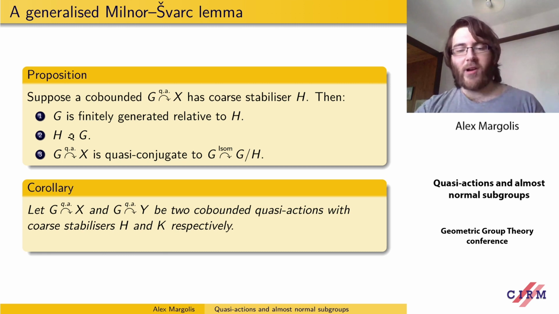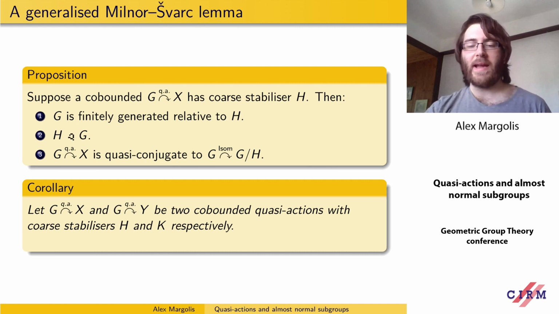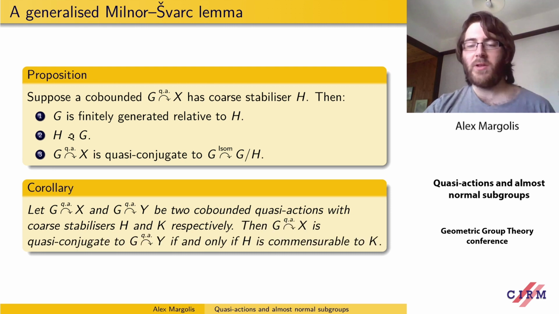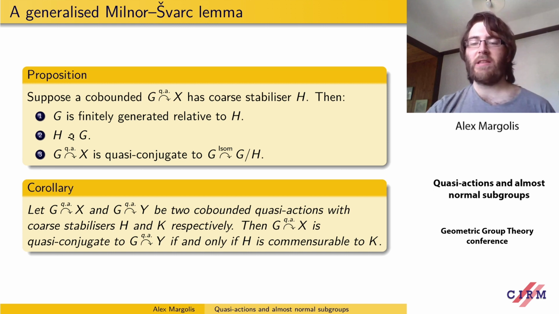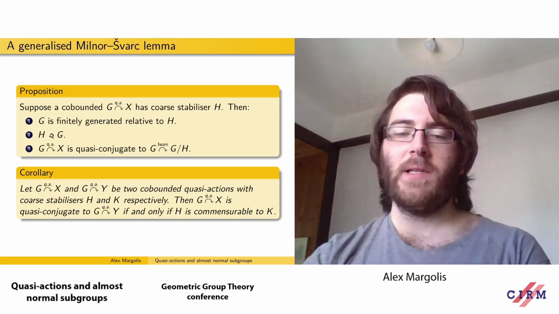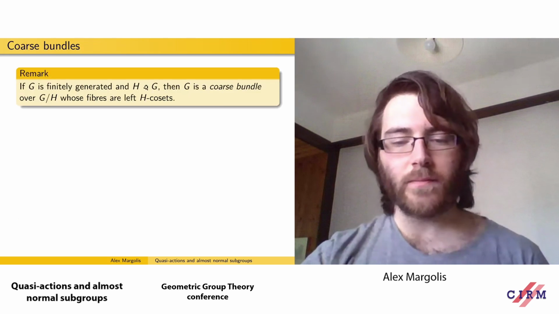And so an interesting corollary of this is that if we have two co-bounded quasi-actions, G on X and G on Y, and they have coarse stabilizers H and K, then the two quasi-actions are quasi-conjugate precisely when H is commensurable to K. So this geometric problem of deciding whether two quasi-actions are quasi-conjugate can be converted into an algebraic problem, just deciding whether these subgroups are commensurable.